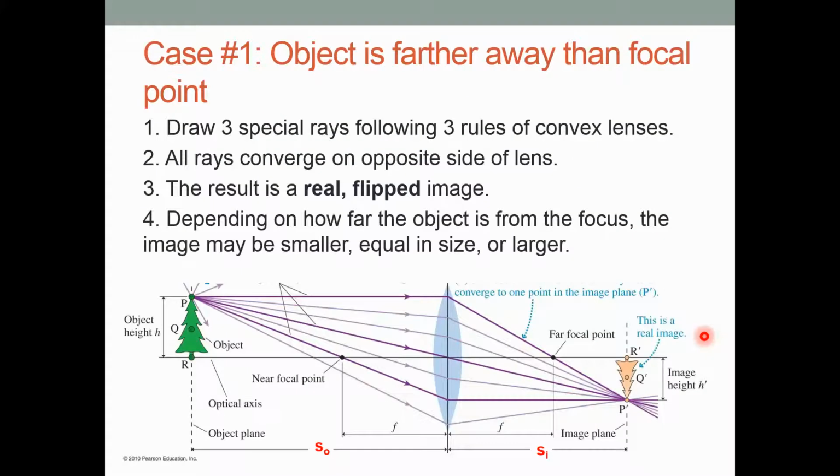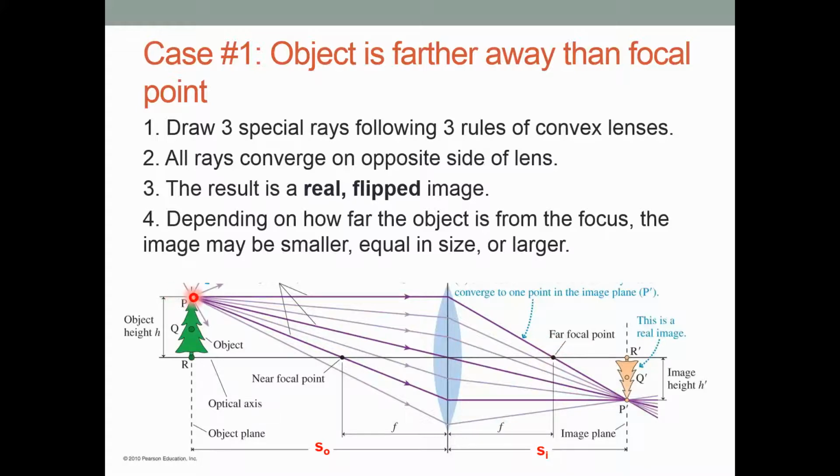So let's consider a couple of cases for the converging lens, or the convex lens. First, let's say our object is farther away from the lens than the focal point. The focal point's here and our object is further away. We're going to consider three special rays following the three rules for convex lenses. First, we have light coming from the top of the object parallel to the principal axis, and it will be directed through the far focal point.